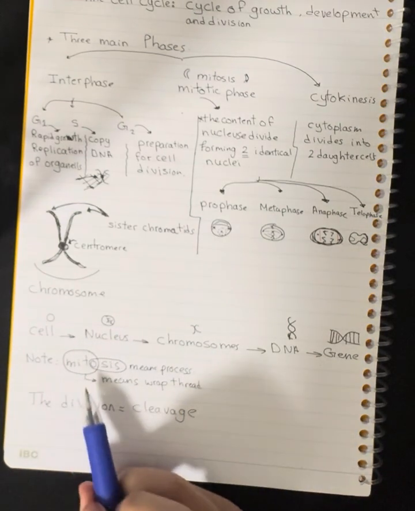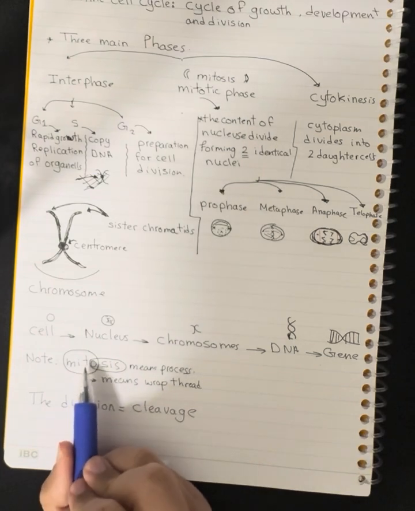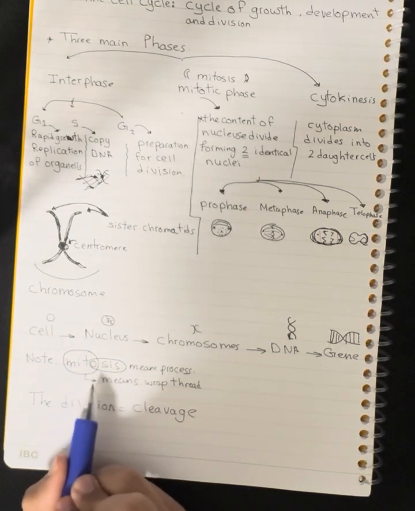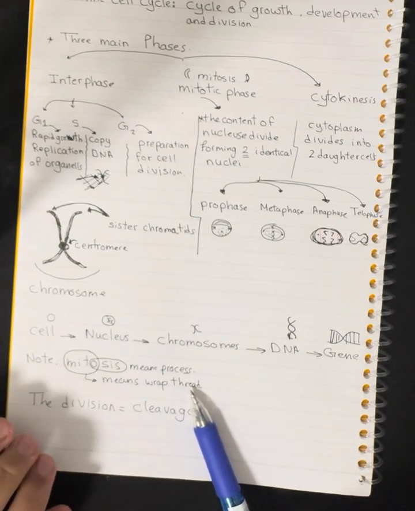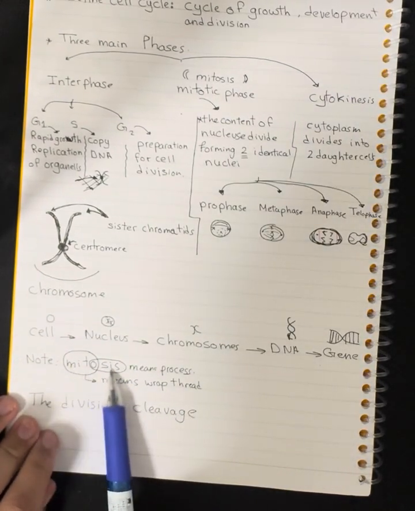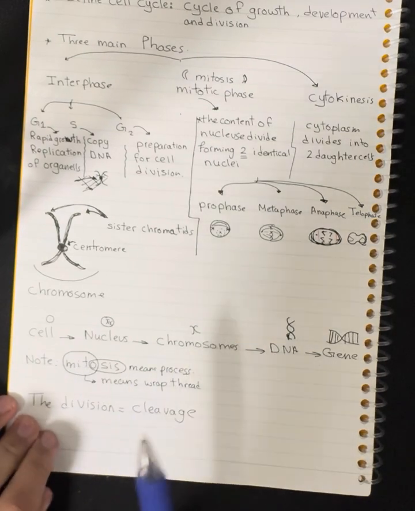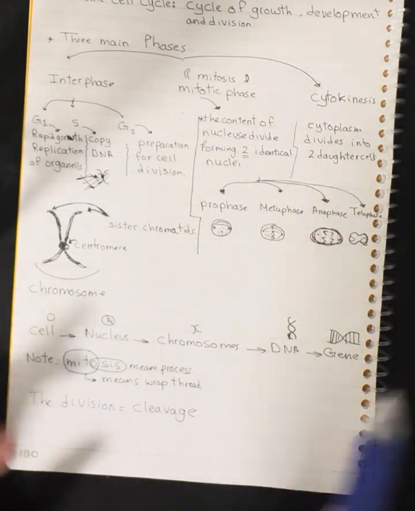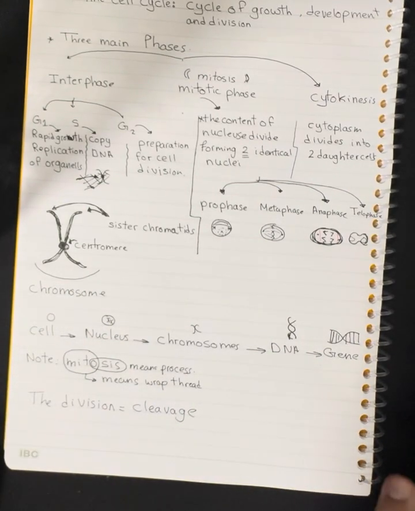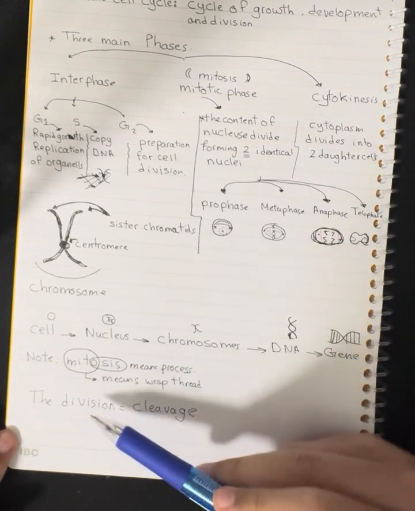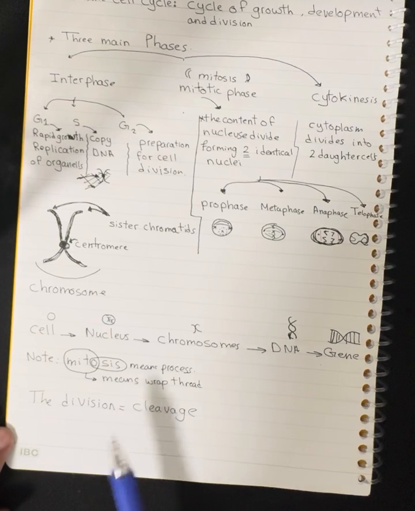And I would like to note, mito means to wrap a thread. What I mean by this is that DNA looks like a thread, because multiple genes are coming out of it. So it kind of looks like a thread. And cis means process in Latin. So it's a process of wrapping threads, which has involvement in mitosis and the cell cycle. And another word for division is cleavage.